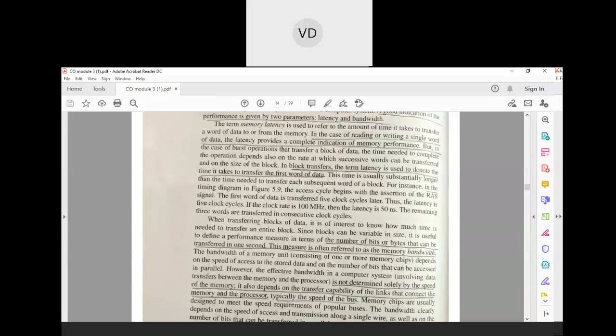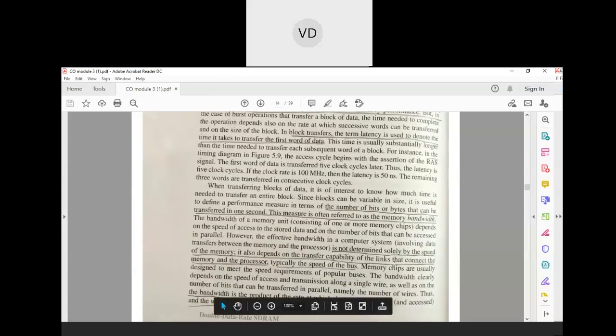I told you that latency and bandwidth are two important factors which have to be considered for finding the performance of the system. Actually, these are not the only two factors. The performance of the system is not only dependent on the bandwidth, it is also dependent on the speed of the memory, how fast the memory is working, and it also depends on the type of bus we are using.